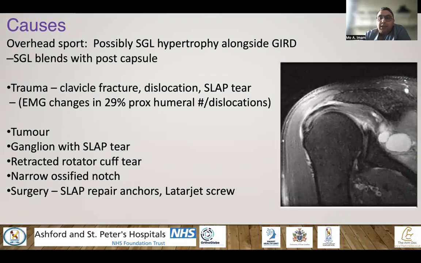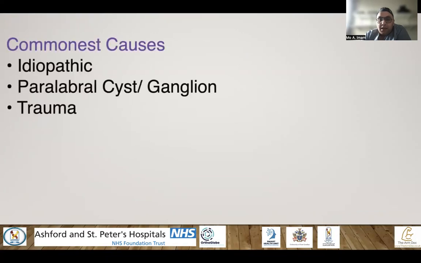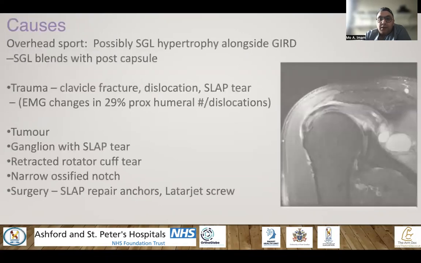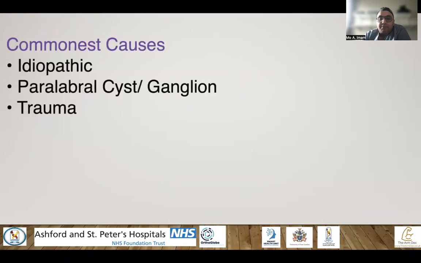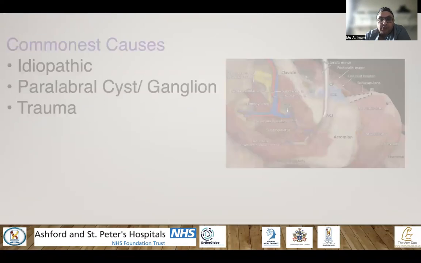In elderly patients with cuff tears, that's a common presentation for those with suprascapular nerve palsy. It has also been reported after labral repair and latarjet procedures as well as replacements. It is common in trauma, and we found that EMG had abnormal findings in almost one third of patients with proximal humeral fracture dislocations.